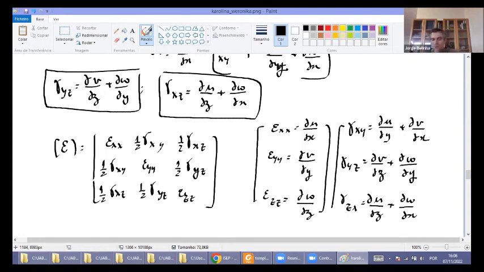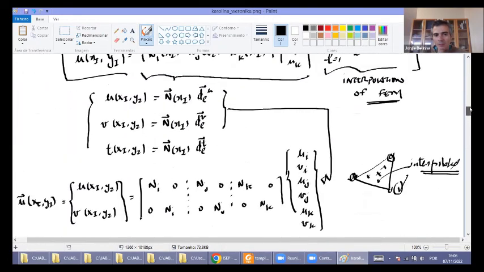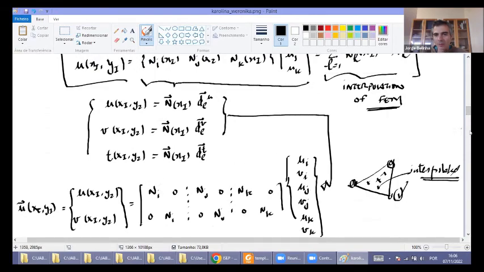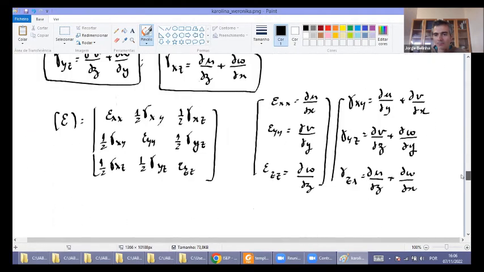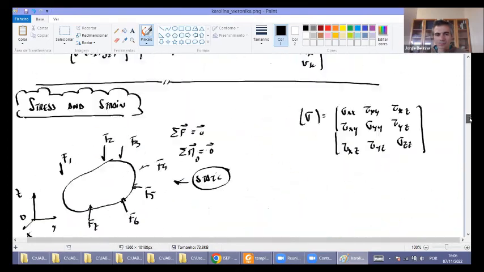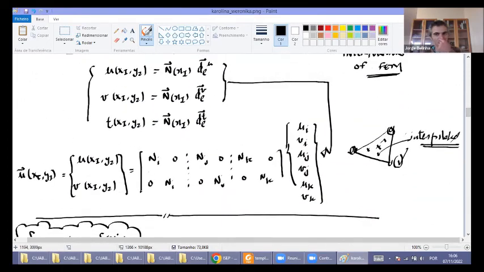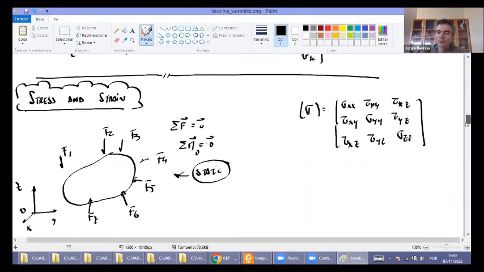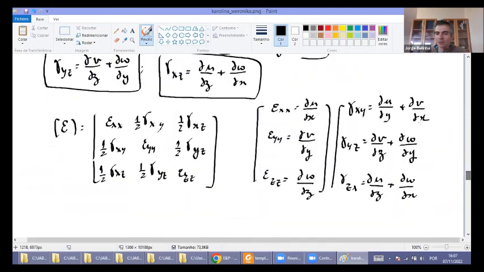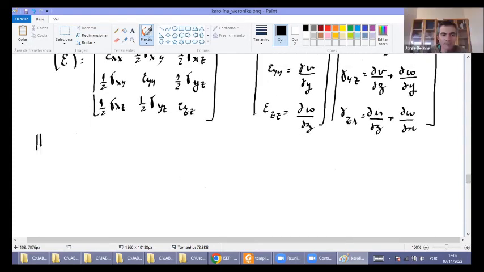Notice that in the future, this u here will be our u of the finite element method, and our v is going to be the same as in the finite element method. And we are going to derive the expressions to obtain our E and our v. Okay, Hooke's law.